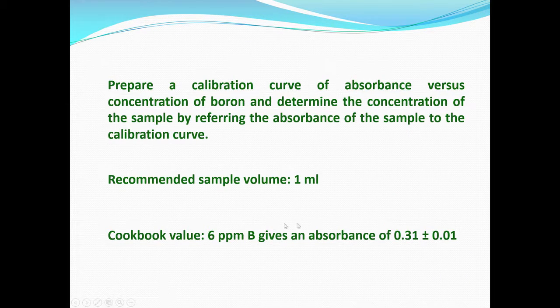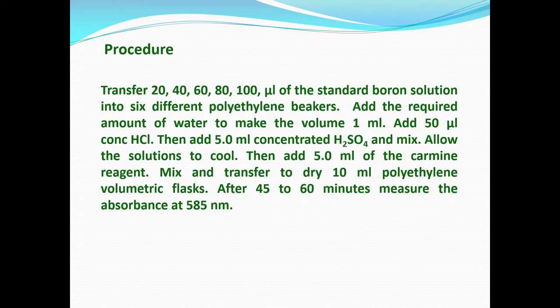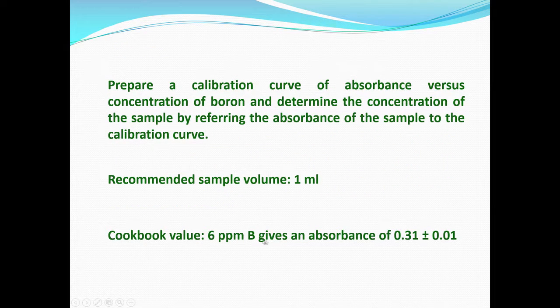So, the cookbook value is 6 ppm. Boron gives you an absorbance of about 0.31 plus or minus 0.01. That means, you go back, you prepare all your calibration curve, and then 60 microgram in 10 ml would be 6 ppm. Okay. 60 by 10 is 6 ppm. This 60 microgram will give you an absorbance of 0.31 plus or minus 0.01.